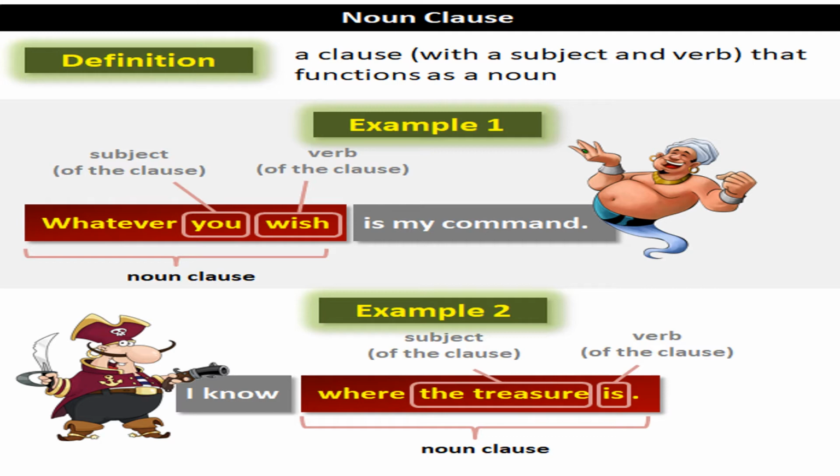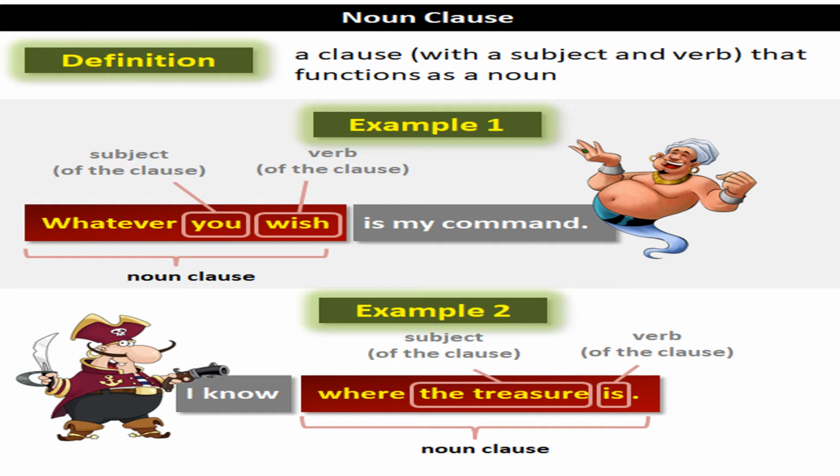See the second example. I know where the treasure is. Where the treasure is, again, is a clause. It has the subject, the treasure, and it has the verb is. Now, what kind of a clause is it? It is serving as a noun. Where the treasure is, is a noun. So this is a noun clause.